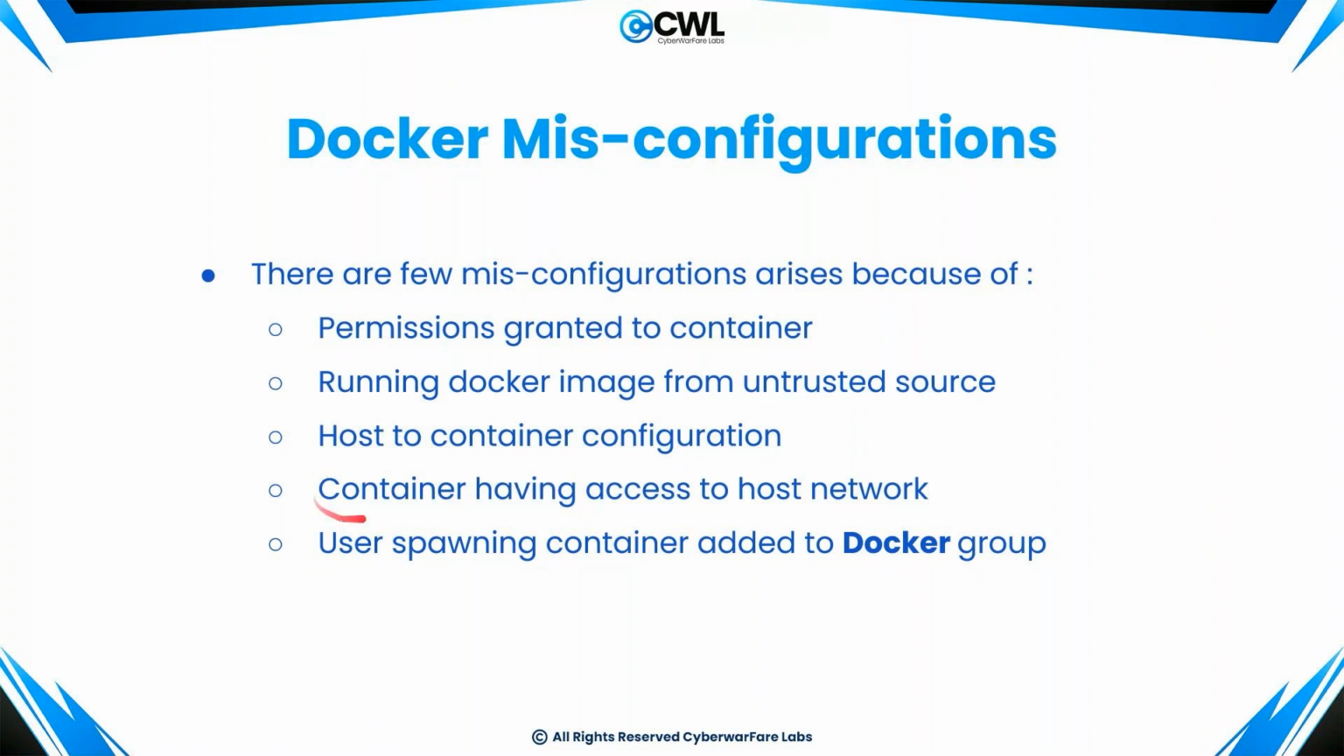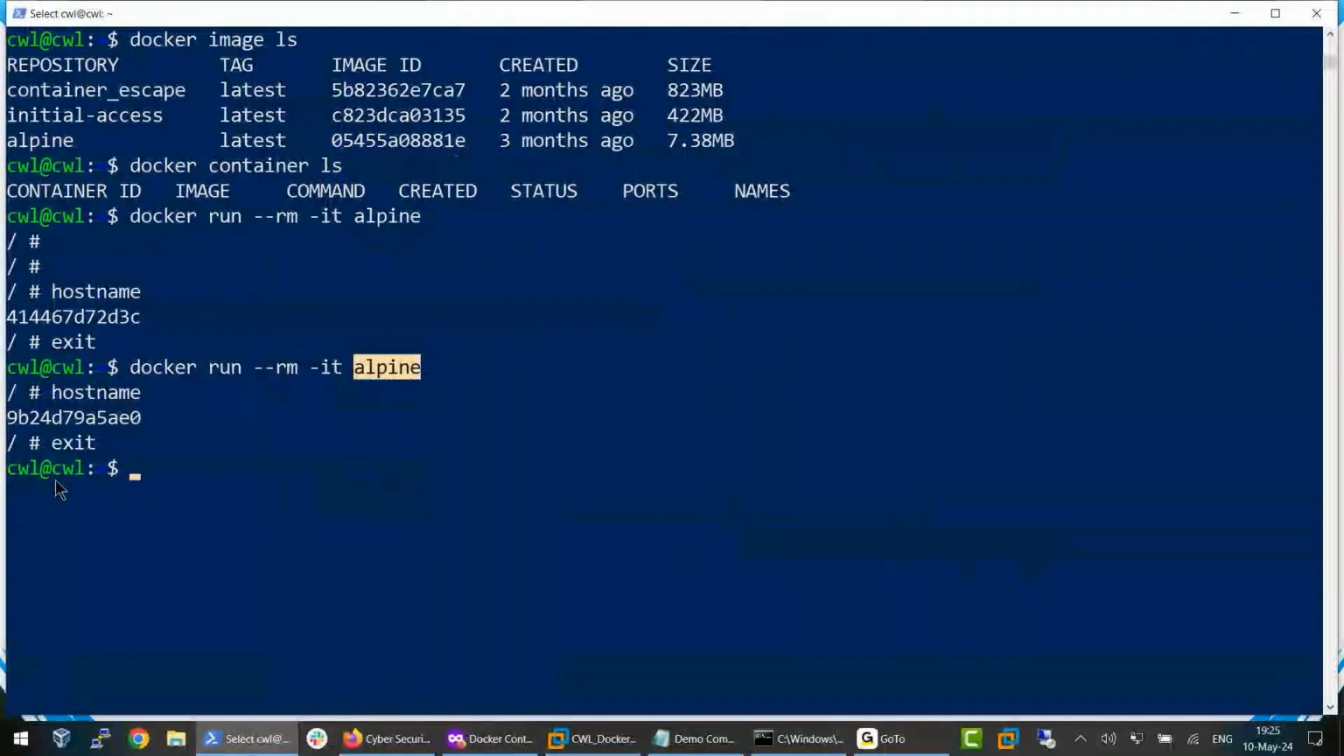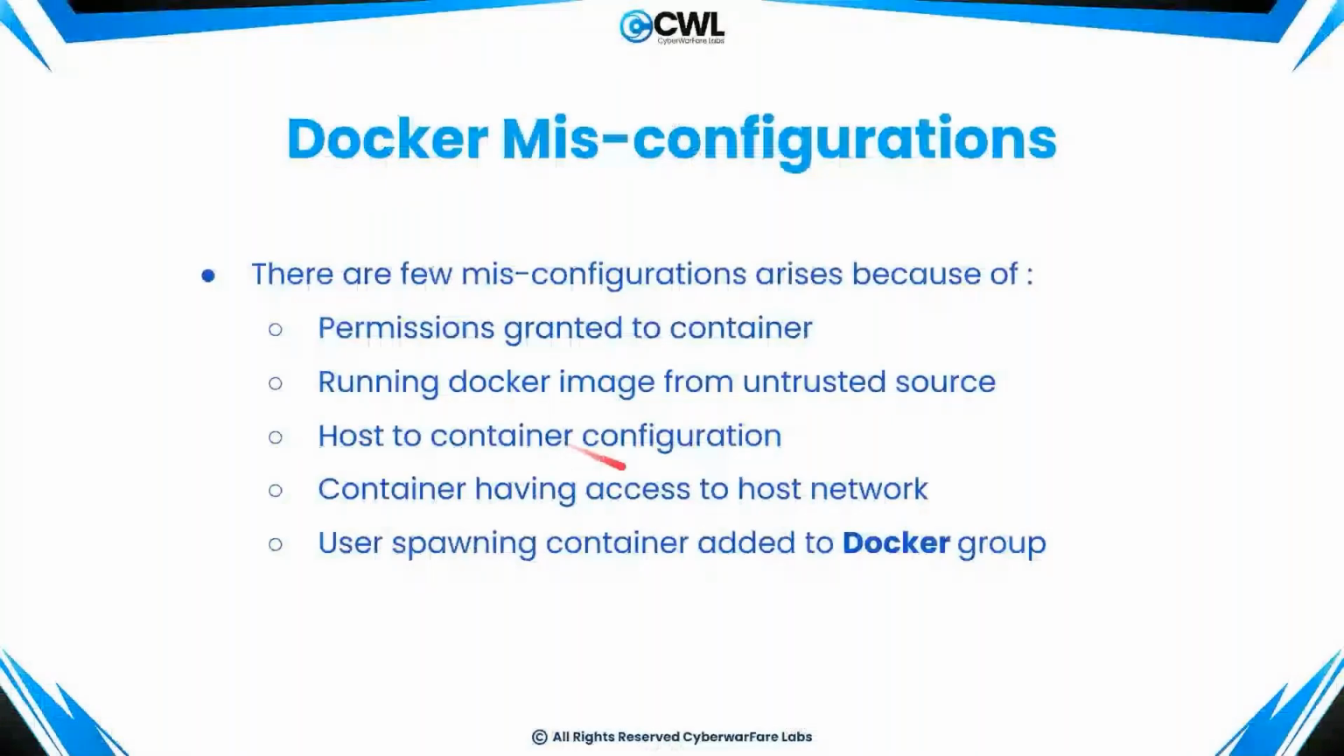Then we have the container having access to the host network. That means if the container that we have spawned has access to the host network, it can sniff the host network details, etc. So that is one of the cases as well. Then the user who is spawning the container being added to a docker group, right? So as of now, if the user here, cwl, is added to a docker group, then some sort of misconfiguration might arise, right?